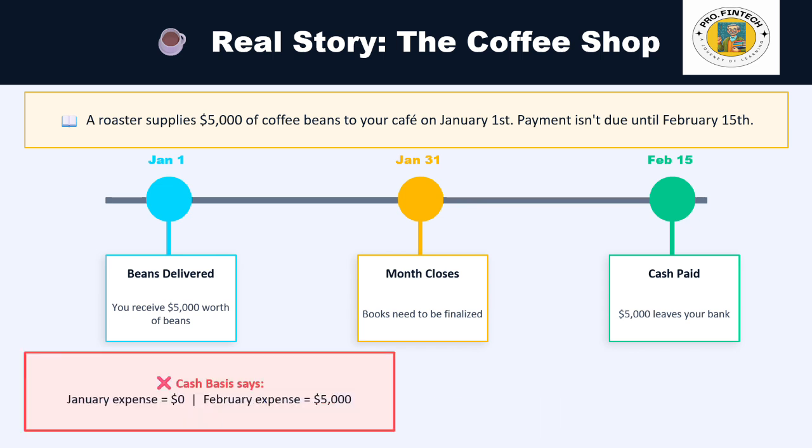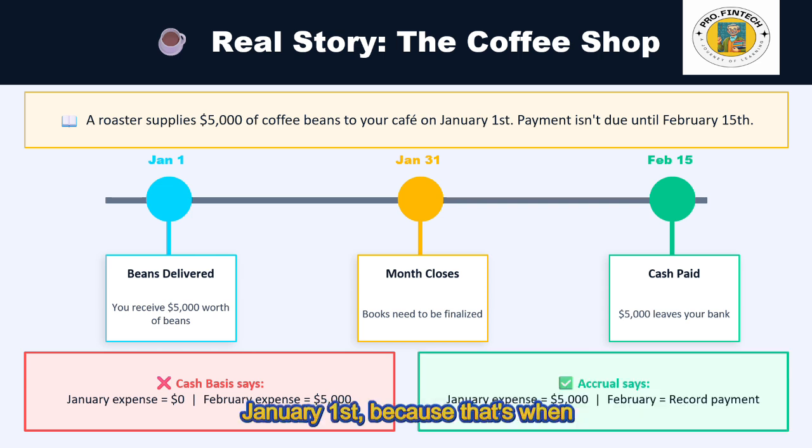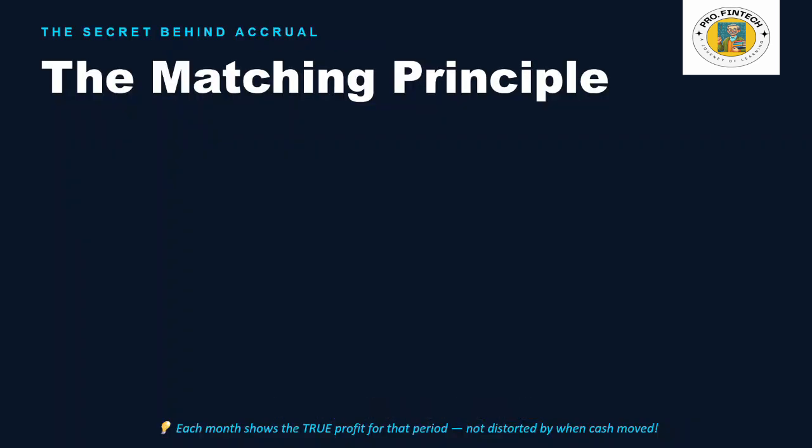February 15th, because that's when the money moved. But under accrual, January 1st, because that's when I received and started using the beans. That's when the cost was incurred. See the difference? Under cash basis, your January books look $5,000 cheaper than reality. Your profits look inflated. It's a false picture. Accrual gives you the truth.